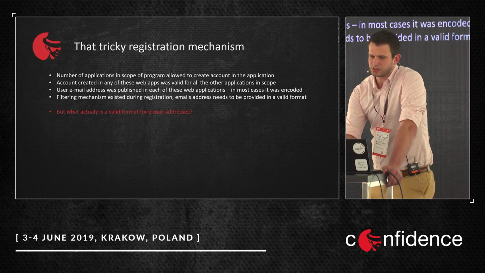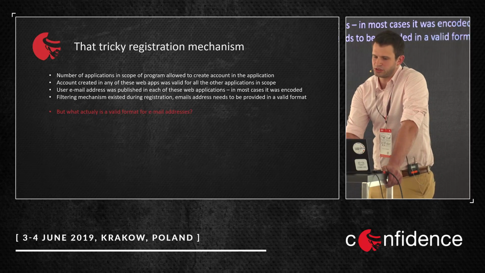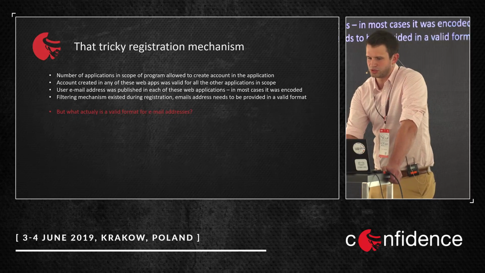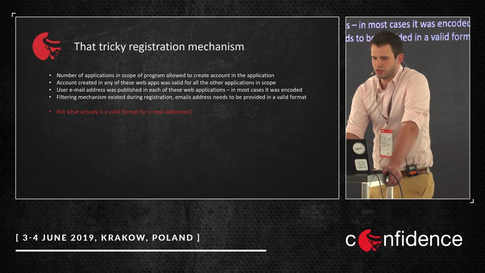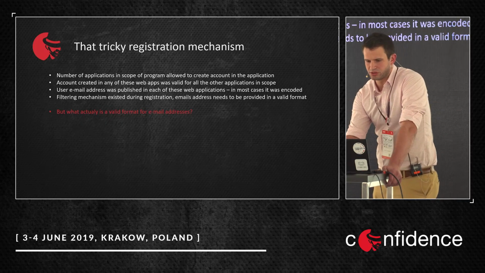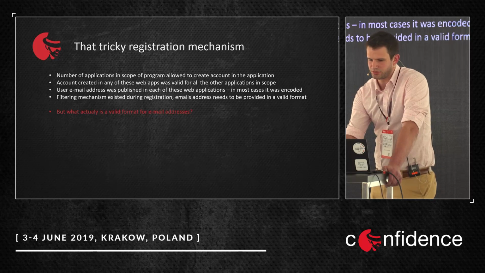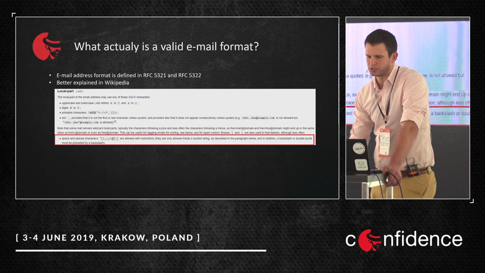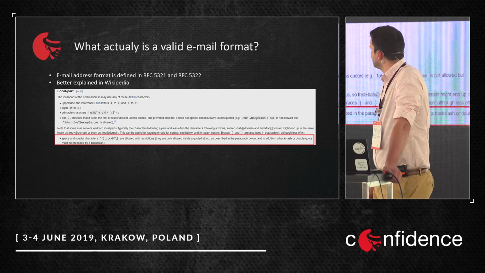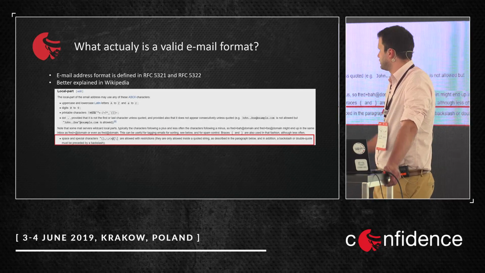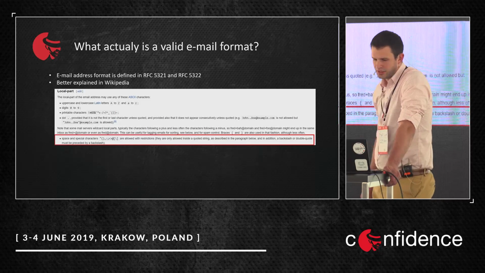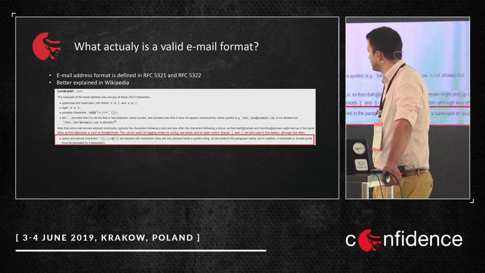And the thing is that the email address was also published in each of these applications. In most cases, it was encoded, and a filtering mechanism existed during the registration process. But input filtering is not easy, especially for emails, because we need to ask ourselves a question: what actually is a valid format for an email address? You can go to RFCs to find this information. You can go to Wikipedia because it's explained there in a more understandable manner.